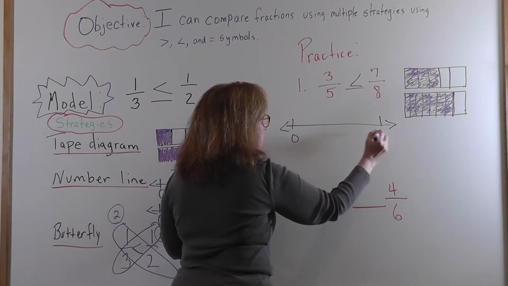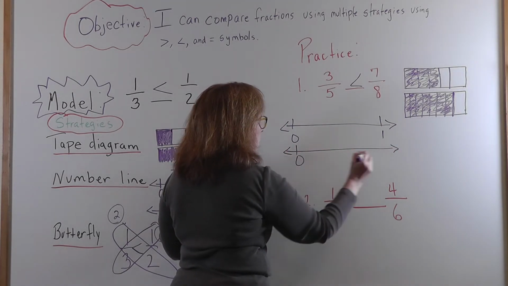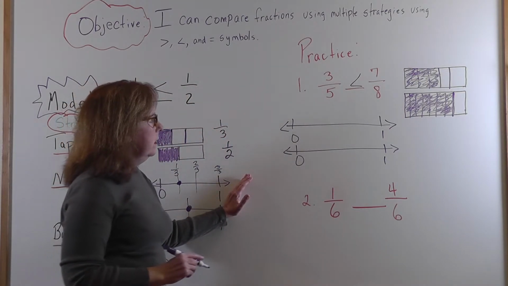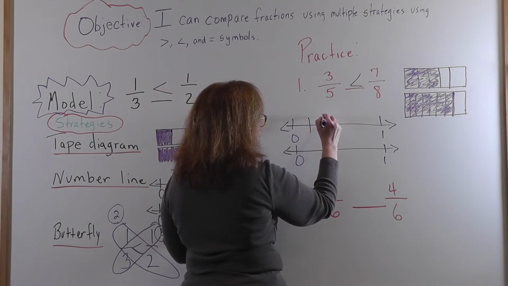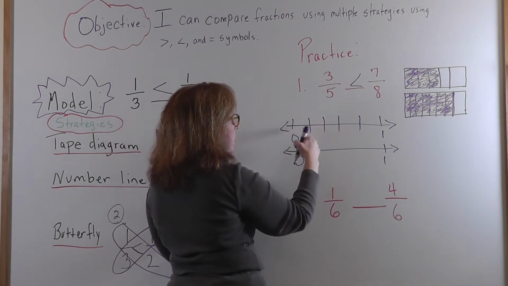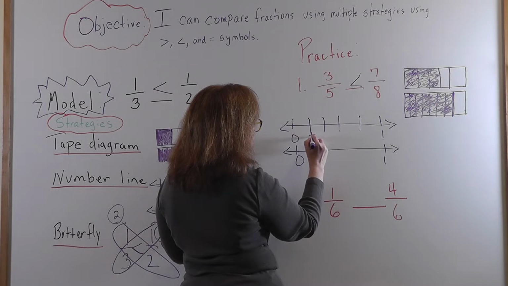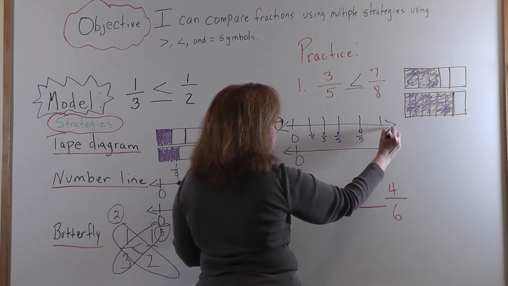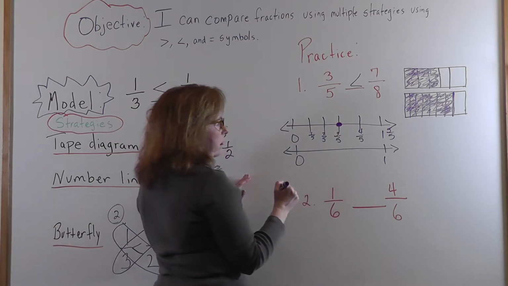Now, I'm going to do a number line, starting with 0, ending with 1, and I'm going to make it the same length. Okay, starting with 0, ending with 1. Alright, I need to make 5 equal parts, just like the tape diagram. 1, 2, 3, 4, 5 equal parts. And 3/5 would be, this would be 1/5, 2/5, 3/5, 4/5, and 5/5. So 3/5, I'm going to plot right here.